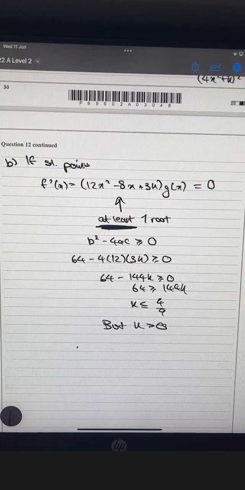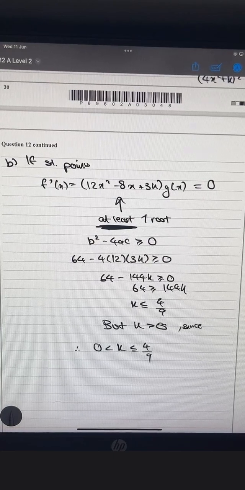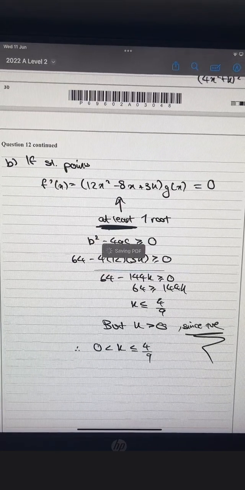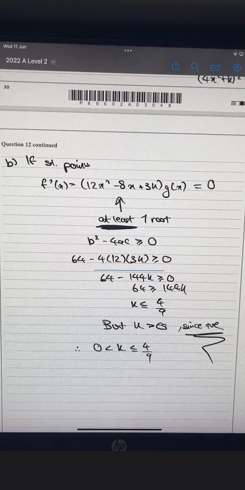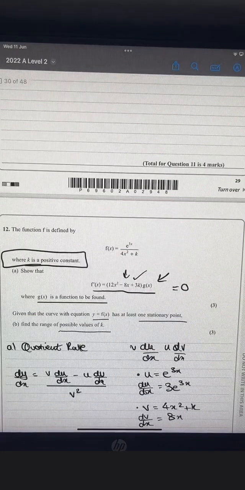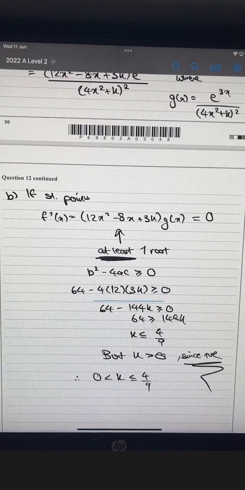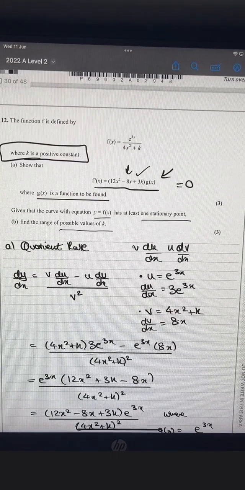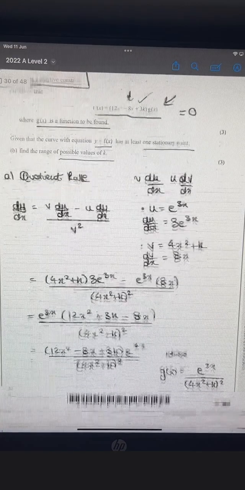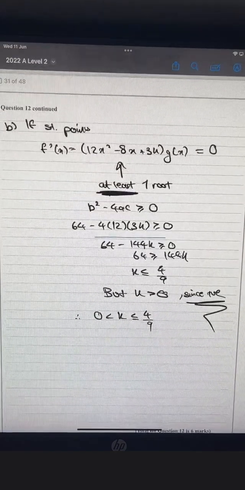So therefore, 0 is less than K, which is less than or equal to 4/9, since it's positive. And we need to remember that. This is really sneaky of them, because most people would just move on, not notice that, and just state that K less than or equal to 4/9 is their answer. But why not equal to 0 too? Well, because K is positive, so they don't count 0 as a positive constant. That's a bit of a nuance there.